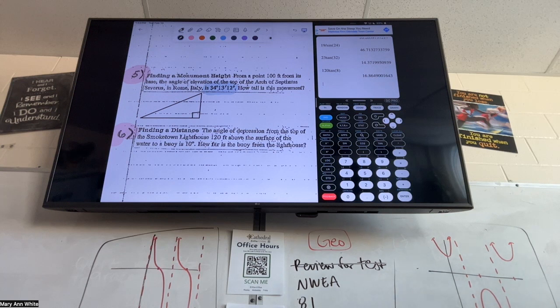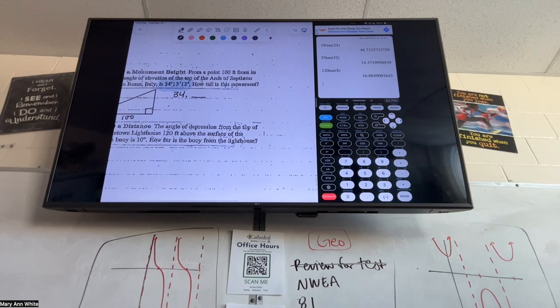So we're 100 feet from the base, and it says the angle of elevation is 34 degrees, 13 minutes, 12 seconds. Do I put that right in for my angle of elevation, or do I need to do something first? Let's do something, right? Let's make it a decimal degree. Let's make it 34 point something, something, something, okay?